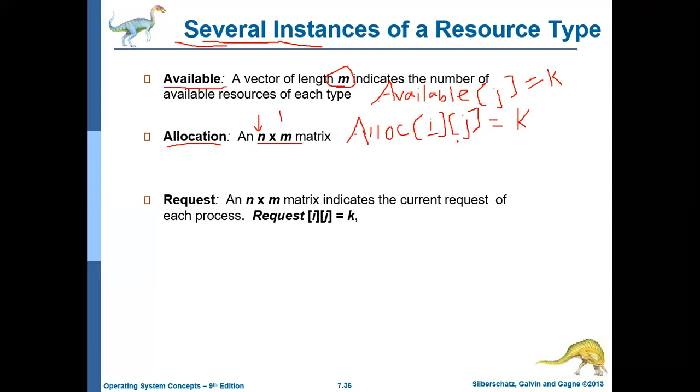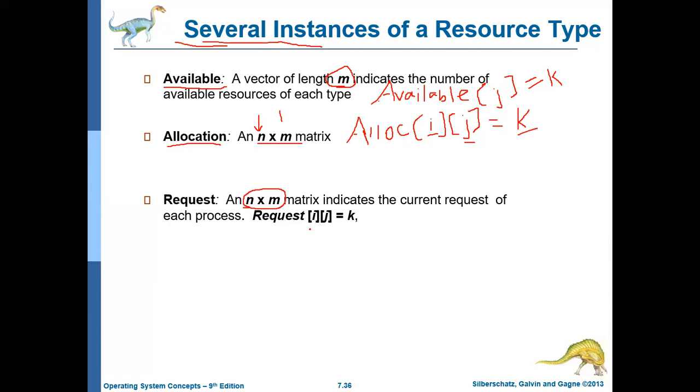I represents process, j represents resources, k represents how many instances. Currently k instances of resource type j is allocated to process I. And it maintains another matrix called the request matrix, which is also of size n cross m, where n is the number of processes and m is the number of resources.